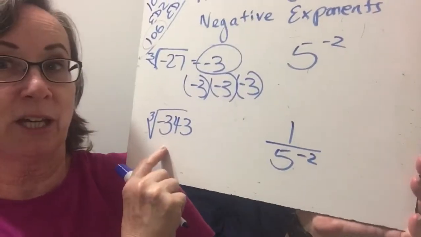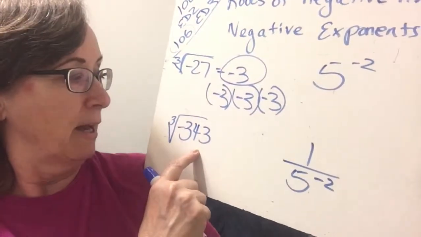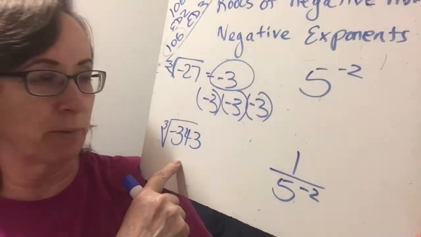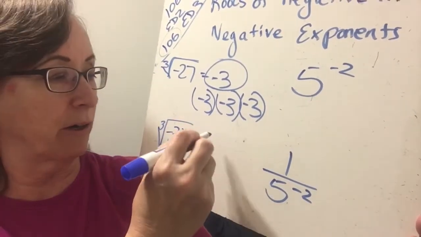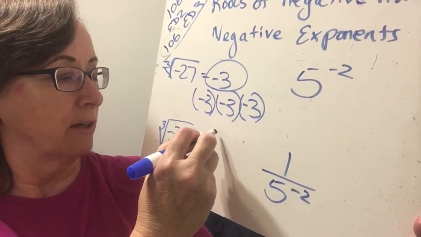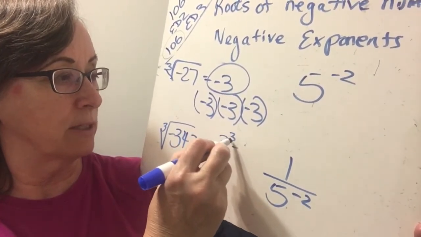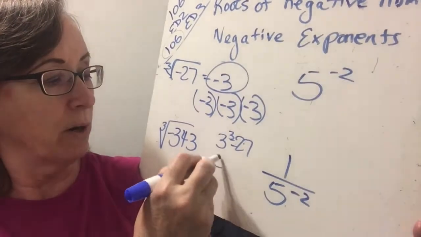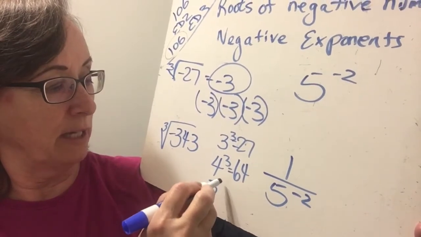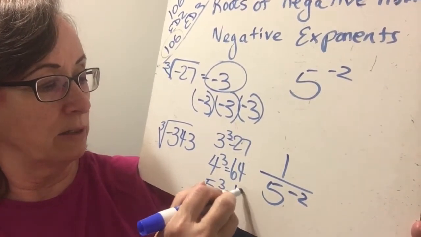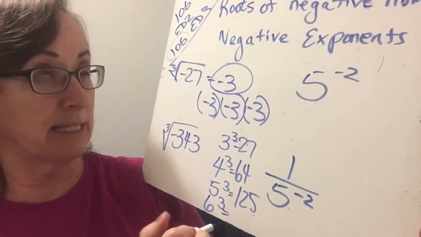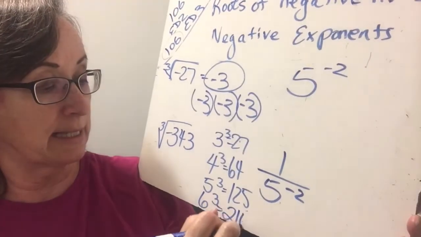And then here we have a cubic root of a big number. But we've seen this number before. Let's see if we can remember it. Okay, so we're going to go through and learn our cubes. 3 cubed is 27. 4 cubed is 64. 5 cubed is 125. 6 cubed is 6 times 6 times 6, which is 216.